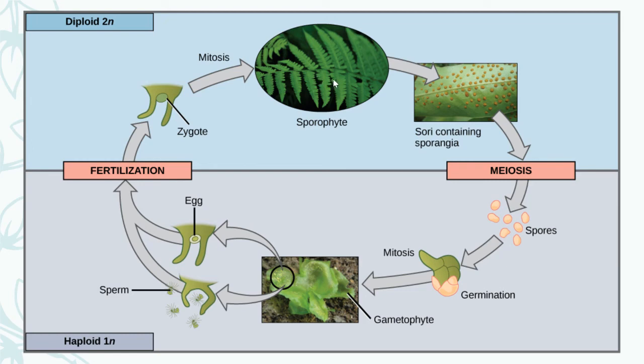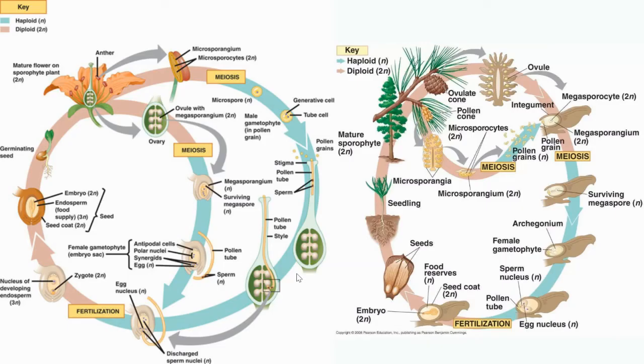In ferns, for example, the sporophyte generation is very obvious to see, and the gametophyte looks very different from the sporophyte generation within the alternation of generations life stages. You can also see that in other types of plants as well. In these two pictures, the haploid or gametophyte stage is where the blue arrows are, and the diploid or sporophyte stage is where the pink arrows are.